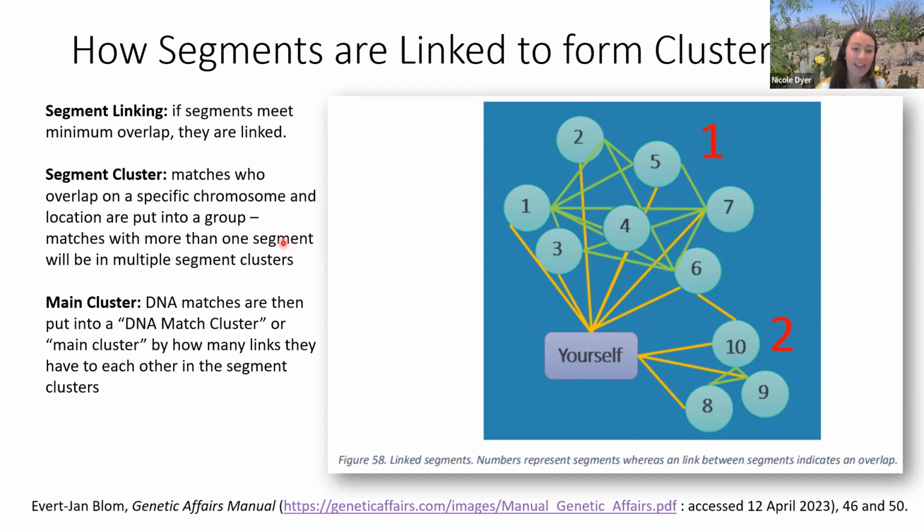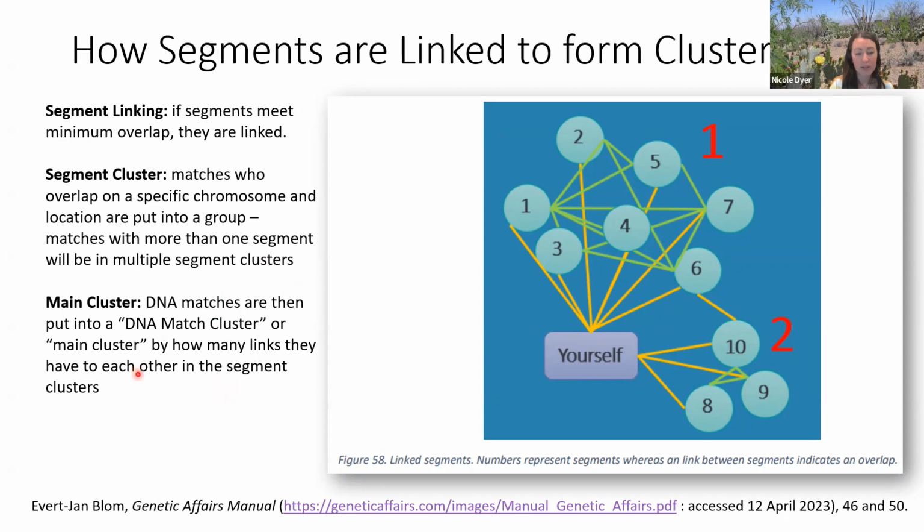After the segment clustering is done, then the tool AutoSegment puts the DNA matches into just one main cluster, or DNA match cluster. That's usually how it's referred to in the manual, either main cluster or DNA match cluster. And what it does is look at how many links a match has to other matches in segment clusters. So some people just have one segment, and so they're going to be linked to the people in that segment cluster. But for people who are in multiple of these segment clusters and overlapping with different people, it looks at how many links they have to different people through those segment clusters. And if somebody has a lot of links to the same person because they're overlapping on several segments, then they get put into a main cluster together.